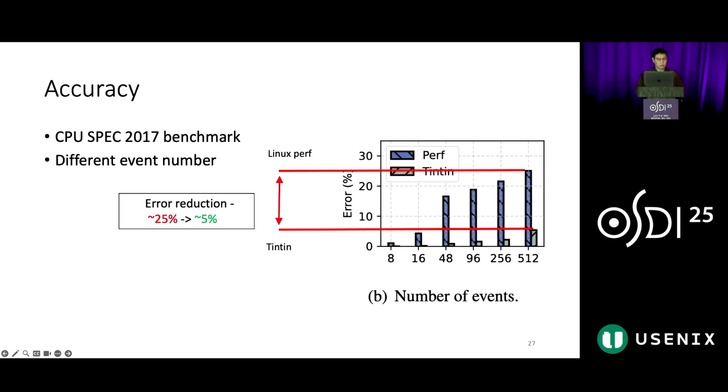So to answer the first question, we evaluate accuracy over the benchmark. We measured the error rates on the different number of events. What we found is that the native Linux perf system can introduce over 20% errors when tracking more than 100 events. In contrast, Tintin can maintain this error below 5%, even under the same conditions.